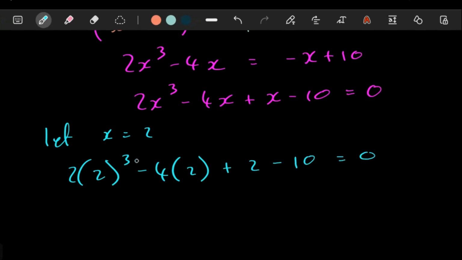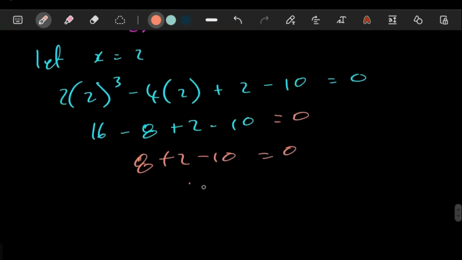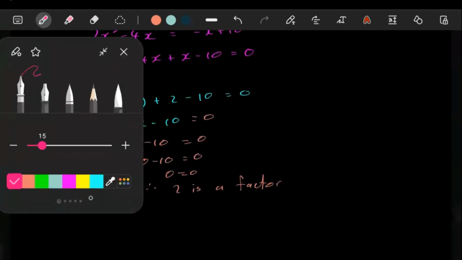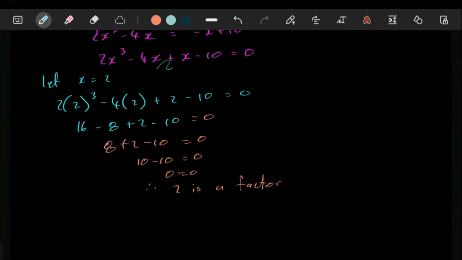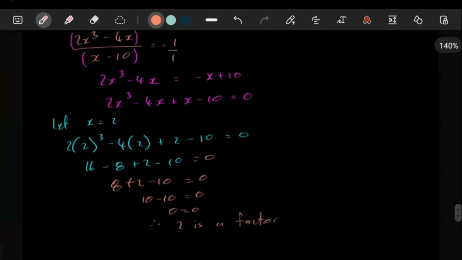So this is 2 cubed, which is 8, times 2, which is 16, minus 8, plus 2, minus 10, you see. So 16 minus 8 is 8, plus 2 gives us a 10. So this is 10 minus 10, which is 0. Therefore, 2 is a factor.